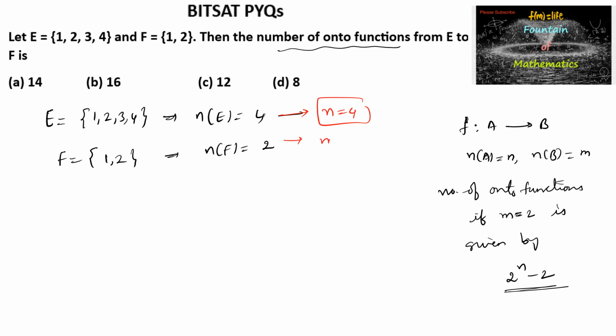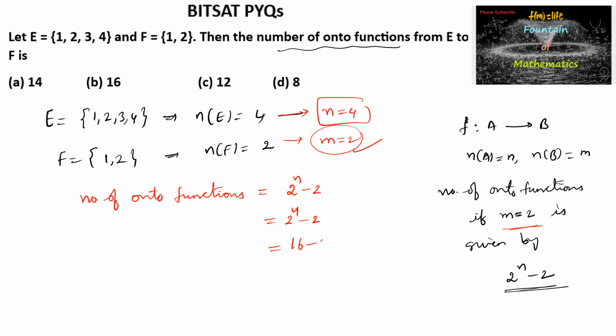And here we can see that m is equal to 2. So whenever m is equal to 2, so the total number of elements in set B is 2, then we can use the formula that the number of onto functions is equal to 2 to the power n minus 2, that is 2 power 4 minus 2, that is 16 minus 2, 14. So we can go with option A.